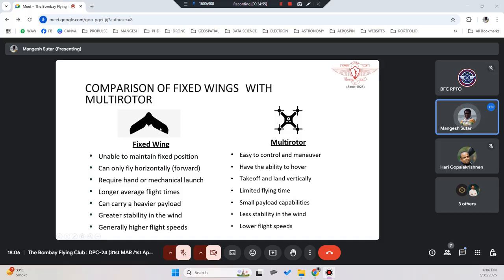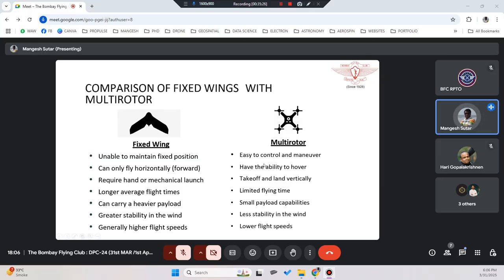Okay, this is actually using the Bernoulli principle to fly. Great stability in the wind. Again, the Bernoulli principle coming into the picture. Generally, higher flight speed. That means it is flying at a very high speed. That's why when we are using fixed wing, we are using it for bigger surface areas. Like I want to survey almost 100, 200 acres of land. In that scenario, I will use fixed wing.